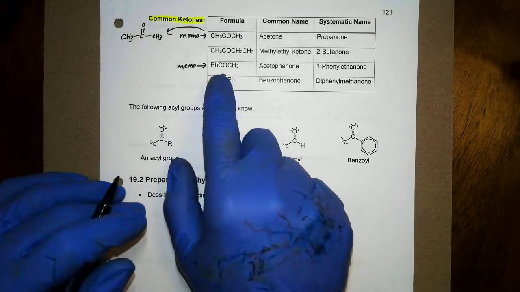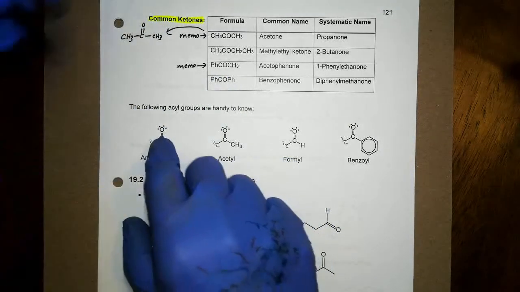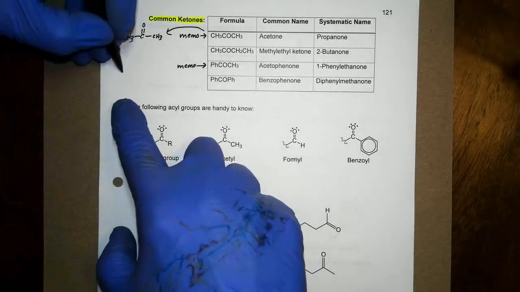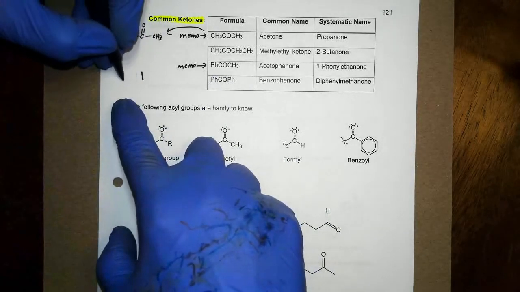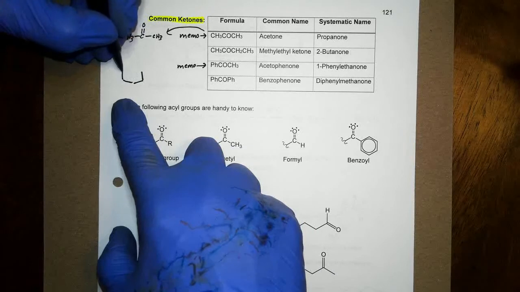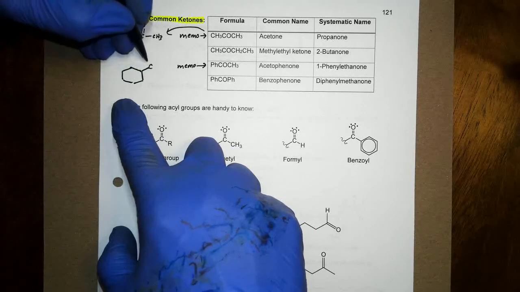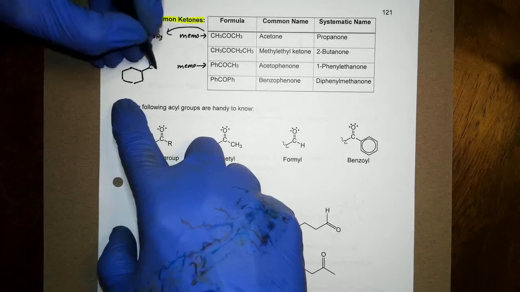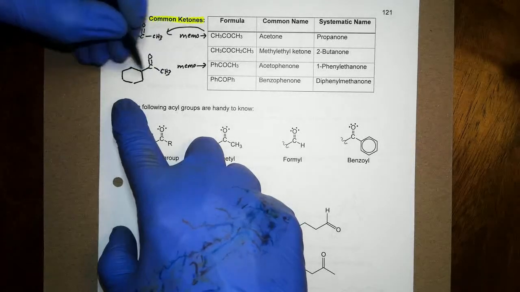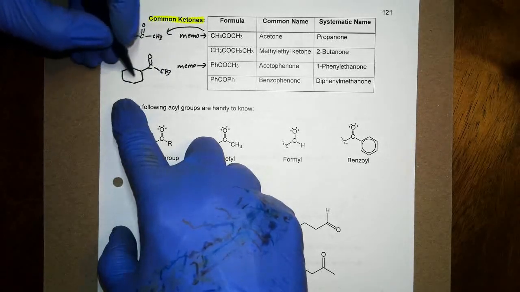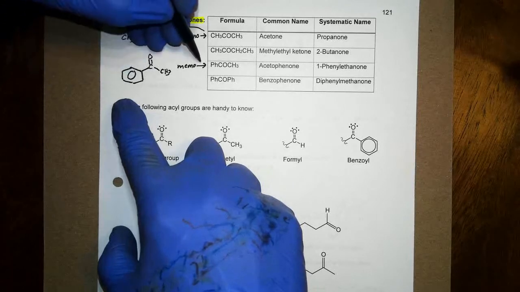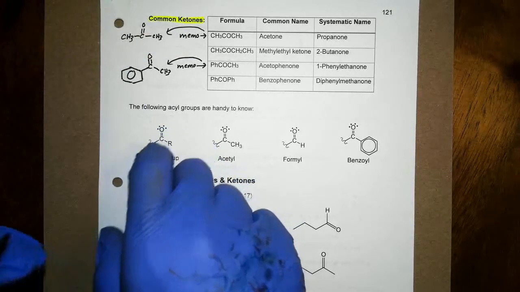And this one's called acetophenone. Acetophenone would be the simplest ketone that has an aromatic ring. This would be acetophenone. Okay, all right. So commit those ones to memory.